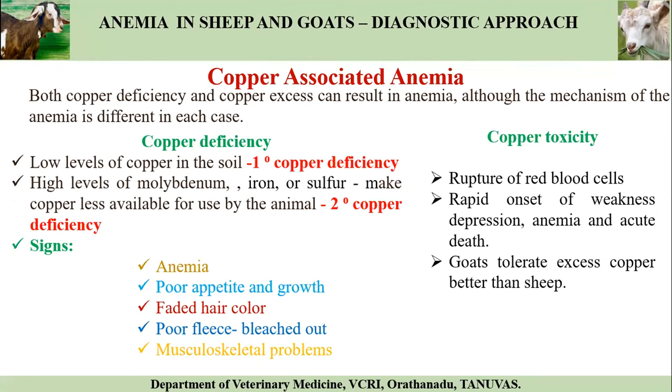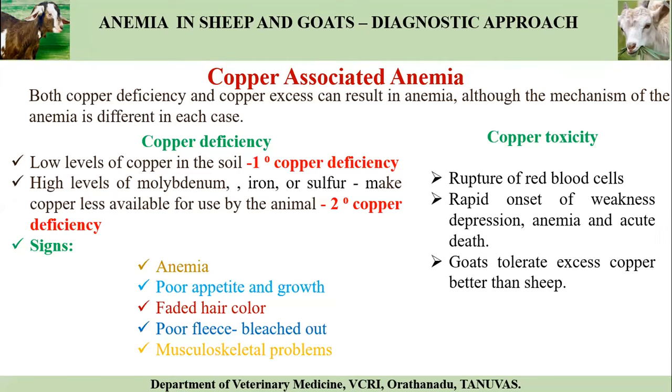Copper deficiency, again, we can classify as primary or secondary. Primary copper deficiency is mainly due to low levels of copper in the soil. Secondary copper deficiency may be due to high levels of molybdenum, iron or sulfur, which make the copper less available for use by the animal. So what can you expect in copper deficiency? Anemia, though mostly only in terminal cases, then poor appetite and growth, faded hair color, poor fleece, a mostly bleached-out condition, and musculoskeletal problems.